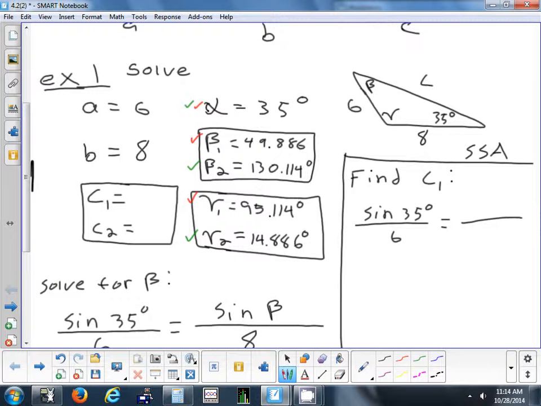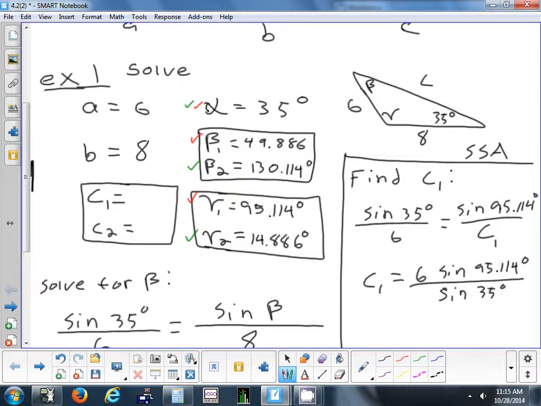Exactly. We're going to use 95.114. You're going to use gamma 1 to find C1. Sine 95.114 over C1. Okay? So C1 is going to be 6 sine 95.114. Okay, if somebody has that typed in, that'd be helpful. And then divide by sine 35.